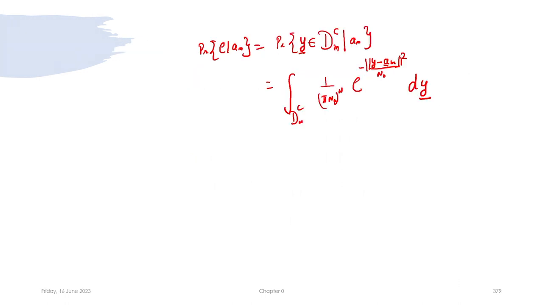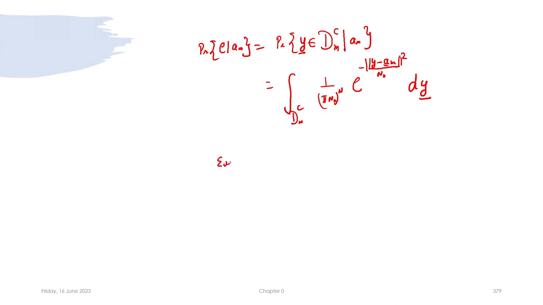Now, the point is that this integral is slightly hard to evaluate, because even in two dimensions, or even in one dimension, the region DM complement becomes hard to describe. So, this integral is slightly hard to evaluate. We are slightly hard pressed to evaluate this integral. So, how do we do this?